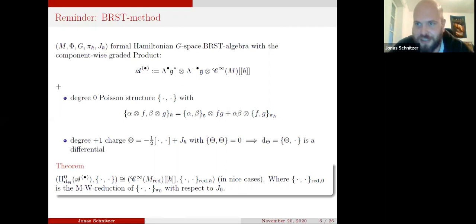So the point is, what I wanted to say is that it doesn't matter what you're doing, if you're doing BRST or Marsden-Weinstein, at least for Poisson structure. For formal, we've seen Marsden-Weinstein fails. What you get is a Poisson structure on the reduced manifold. So this is just reviewing what is already known.